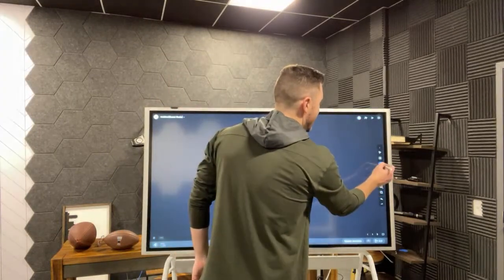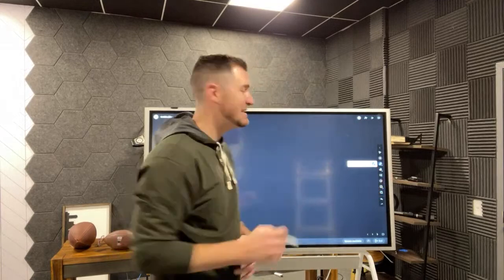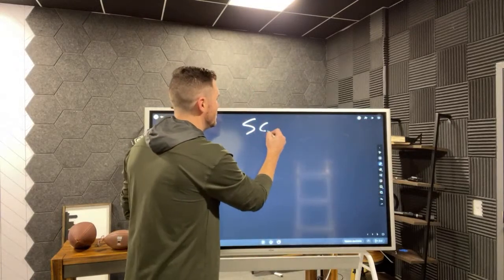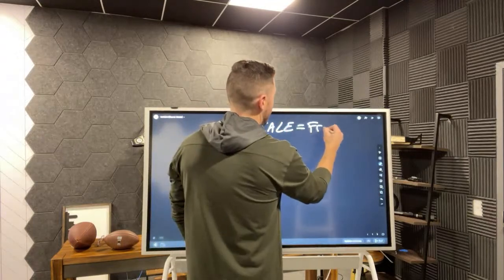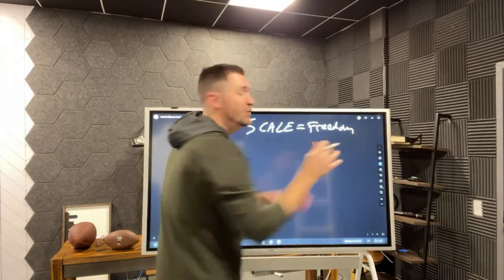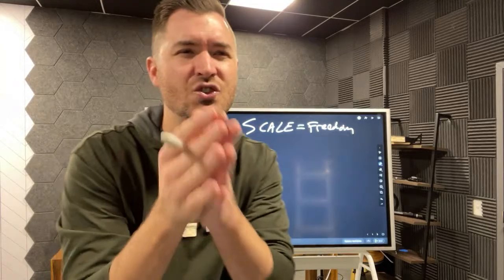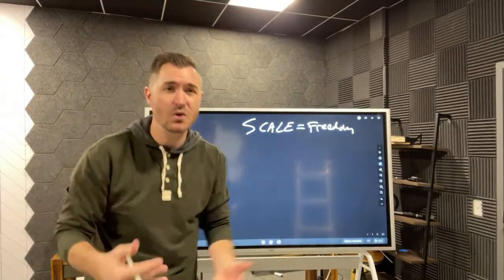If you want to scale, it's not the most exciting thing, but this is how you create wealth. Let's kind of do it like this. Scale equals freedom. If you learn to scale, you can have freedom and you can have control over your future.